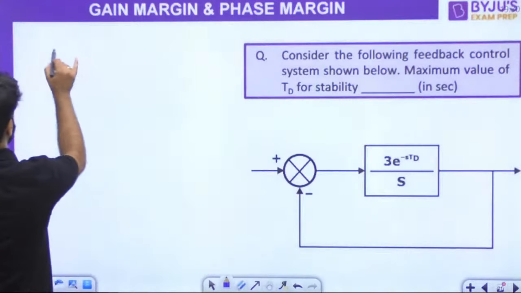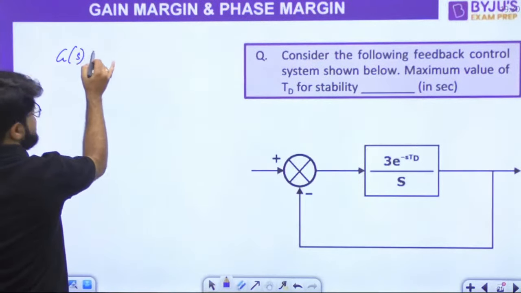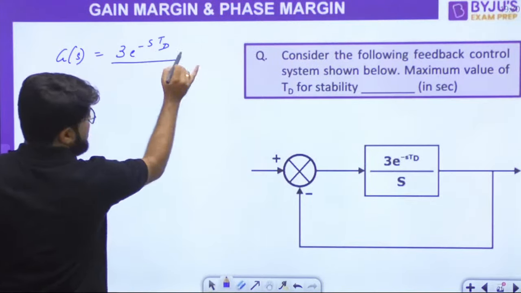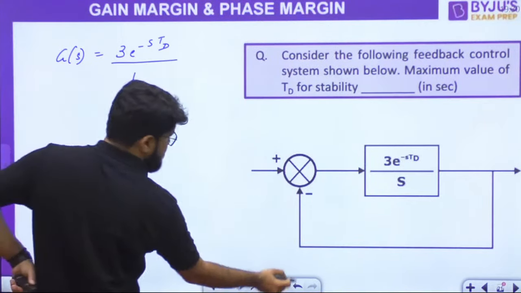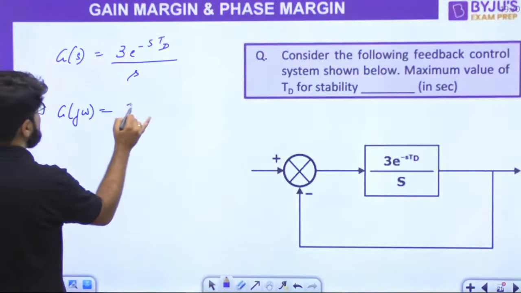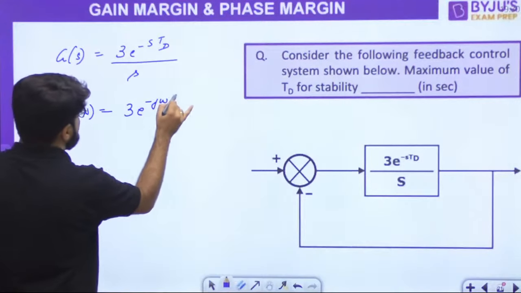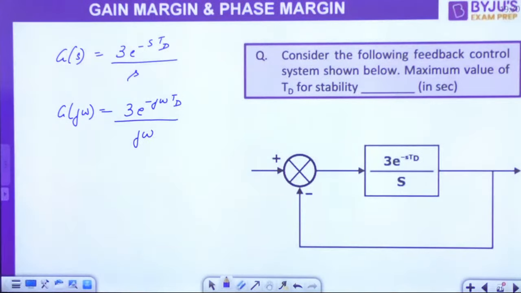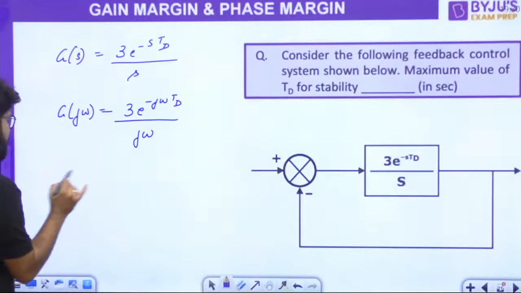So what is the G(s) here? What is the G(s) here? It is 3 e raised to the power minus sTd, divided by s. Or rather, what is the G(j omega) part? 3 e raised to the power minus j omega Td divided by j omega. What is the angle part for this one and what is the magnitude part?